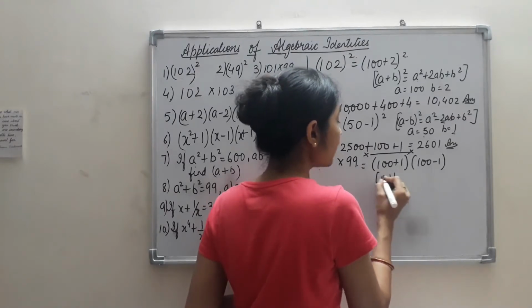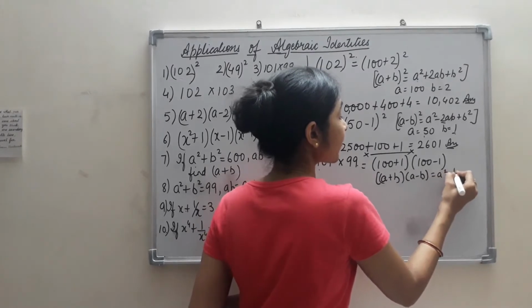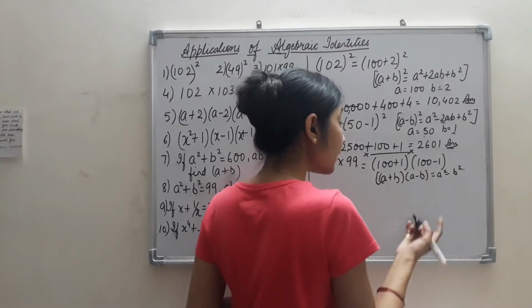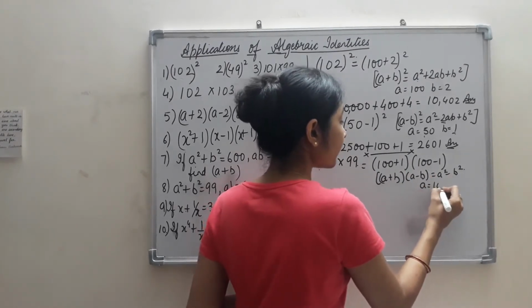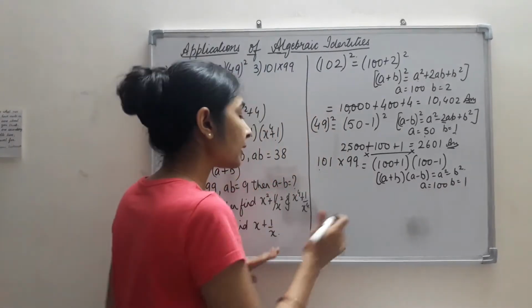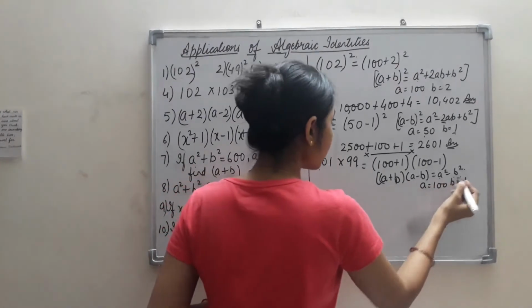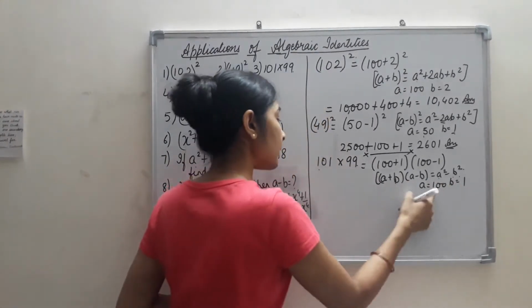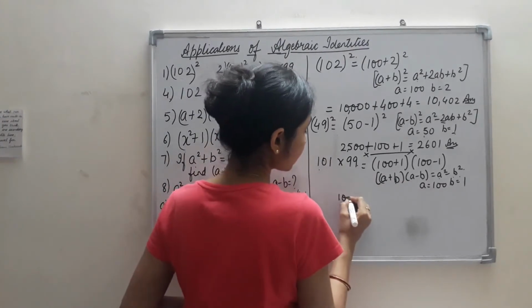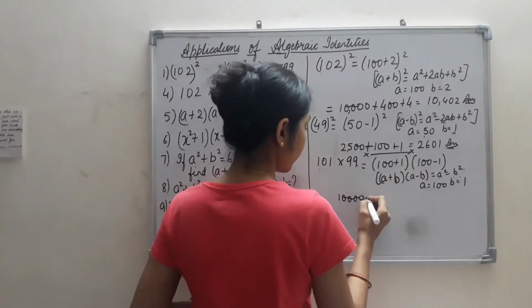In both the expressions the only difference is of sign, and there we can use the third identity: a plus b multiplied by a minus b gives us a square minus b square. Here a is equal to 100 and b is equal to 1. Now we can directly get the answer, that it should be a square minus b square. a is 100, the square of 100 is 10,000, and the square of 1 is only 1.